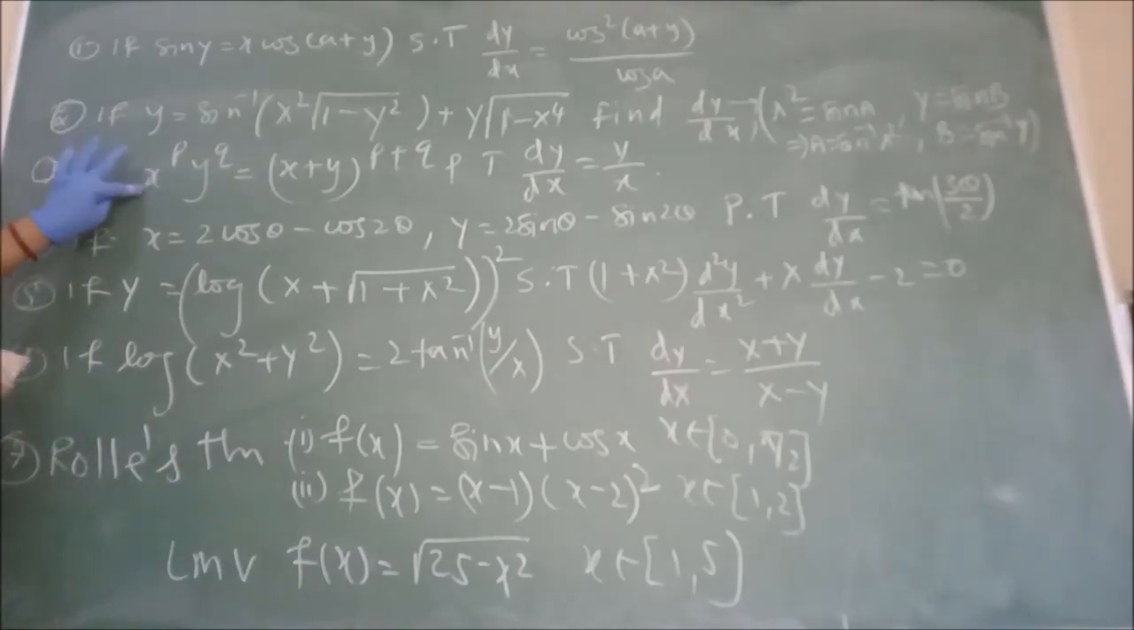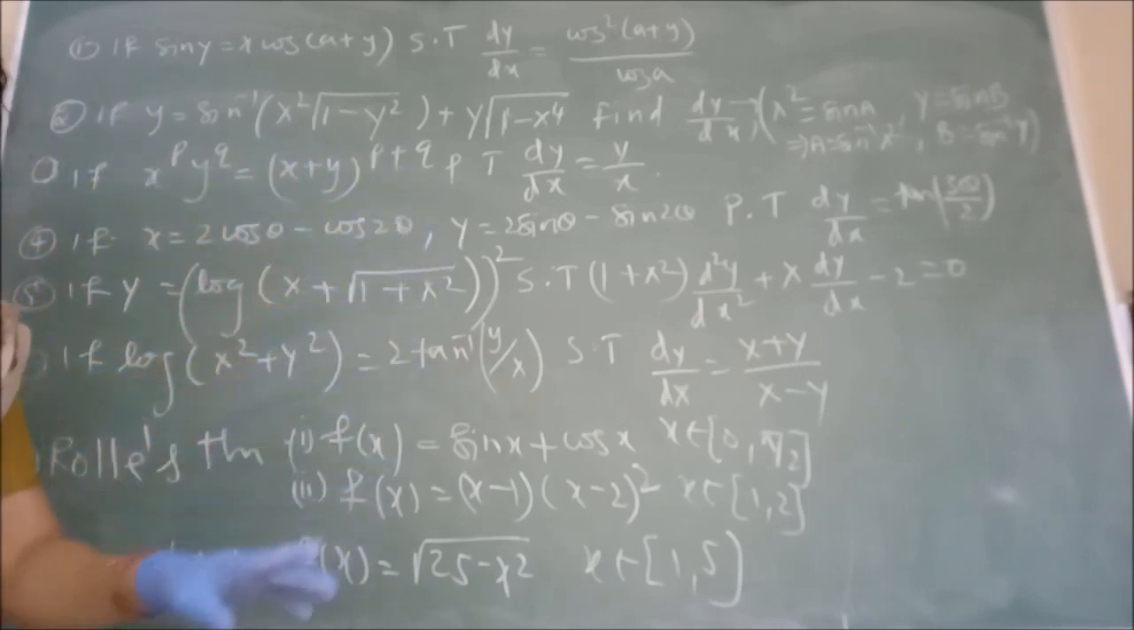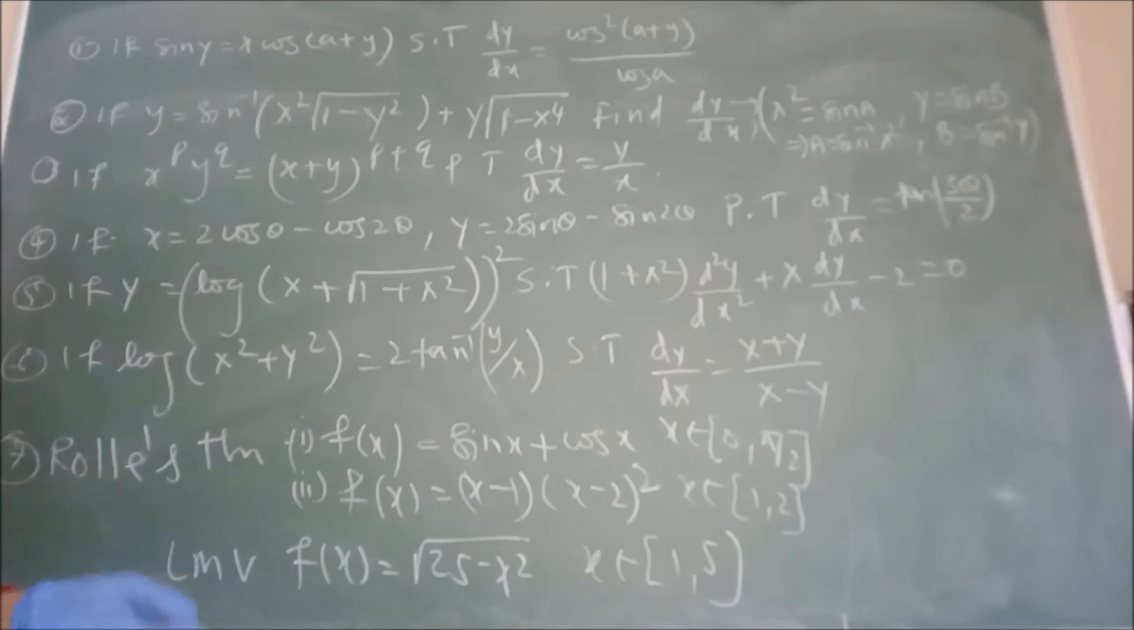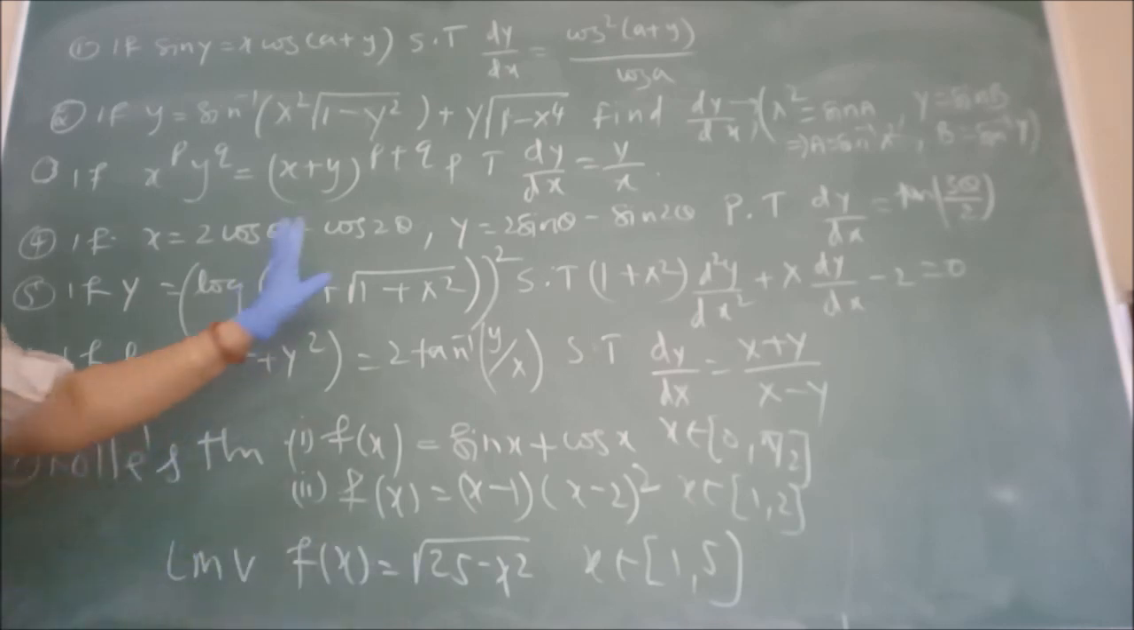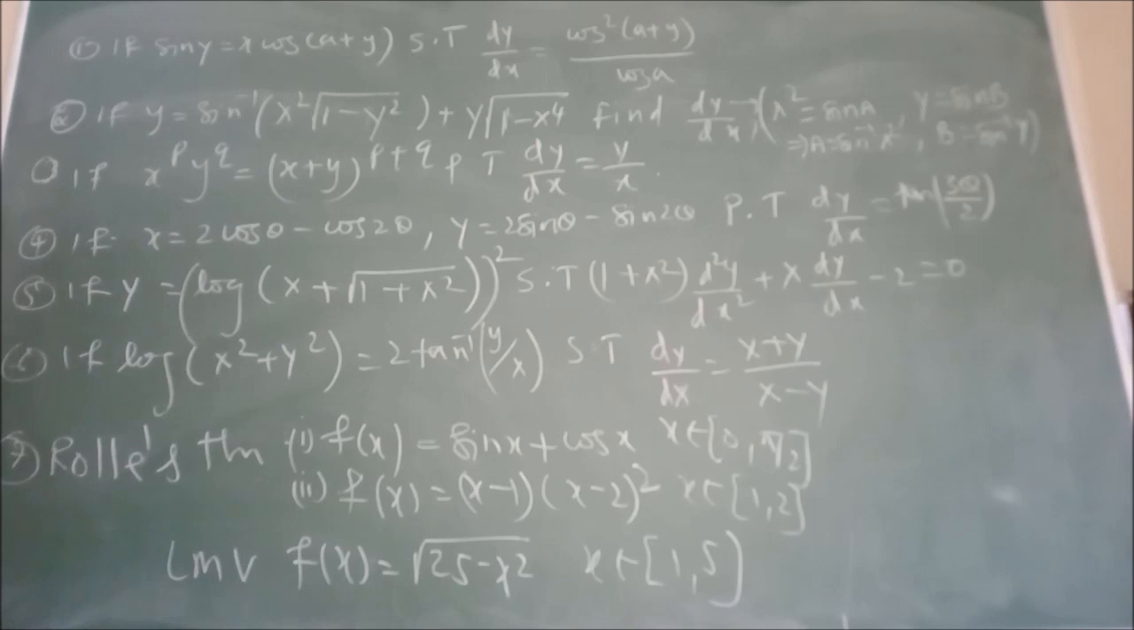So if you take log, we will get log m into n, log m plus n. That is p log x plus q log y equal to (p plus q) into log (x plus y). Then do differentiation. Whenever you are doing log y differentiation, 1 upon y into dy by dx, don't forget to write dy by dx. Then collect all dy by dx, and the remaining terms you have to take. Then definitely you will get the answer y by x. Some common factors will cancel, and you will get this result.